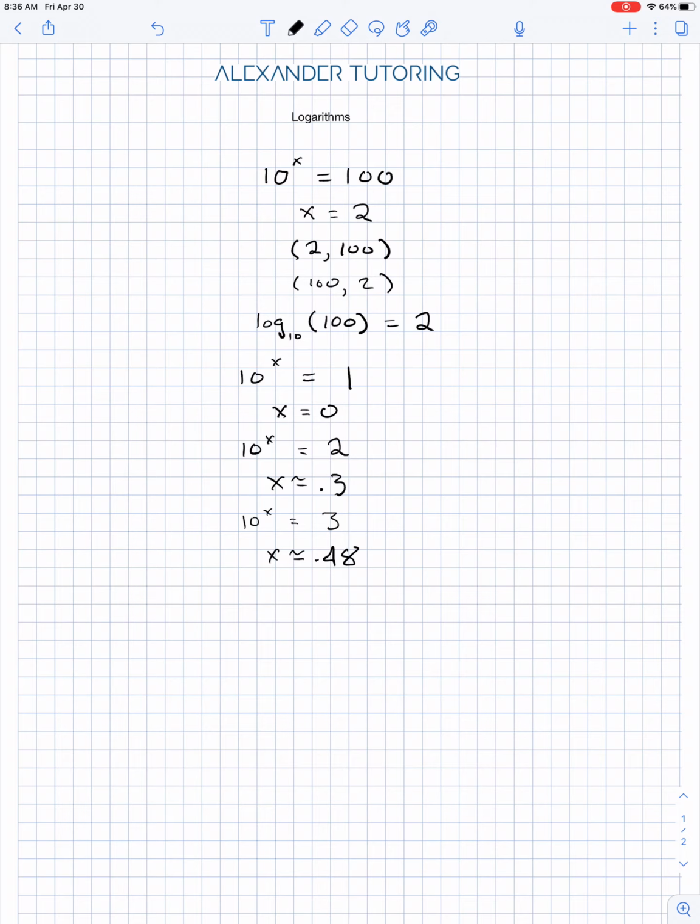So just looking at here, 0 goes in, 1 comes out. That's for our first one. 0.3 goes in, 2 comes out. 0.48 goes in, 3 comes out. These are the points on the exponential. And so what the logarithm should do is flip these, right? It should be the inverse function.